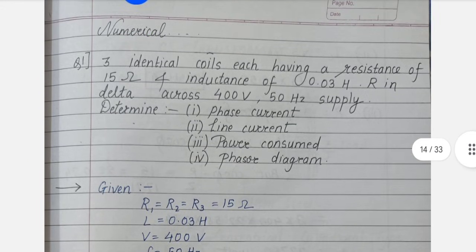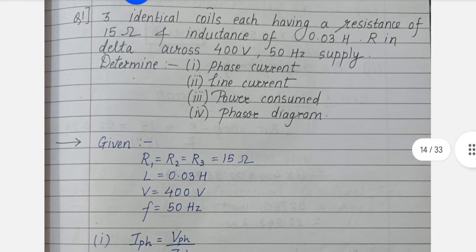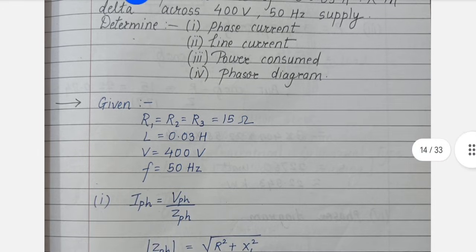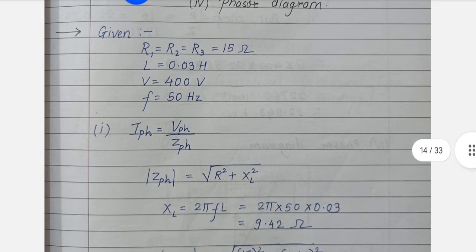Question is, three identical coils each having a resistance of 15 ohm and inductance of 0.03 Henry are connected in delta. Now this is the question for delta connection, across a 400 volt 50 hertz supply. Determine four things: phase current, line current, power consumed, and phasor diagram. So the things which are given we have written over here.